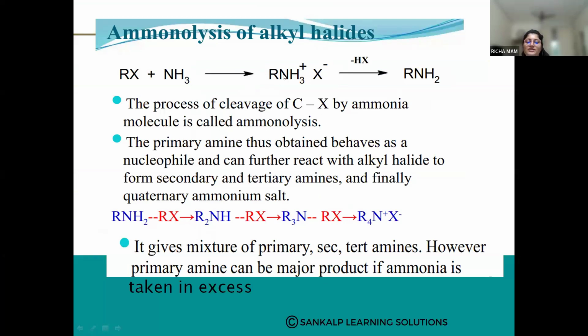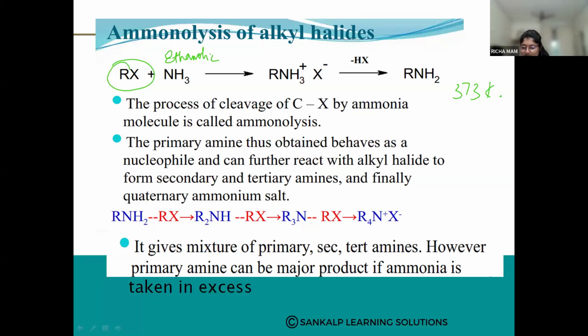So what are we doing in ammonolysis? Alkyl halides are heated with ethanoic NH3 in a sealed vessel at 373 Kelvin. At each successive step, a hydrogen atom of NH3 is replaced by an alkyl or aryl group, and primary, secondary, or tertiary amines are formed. At last, a quaternary ammonium salt is formed.